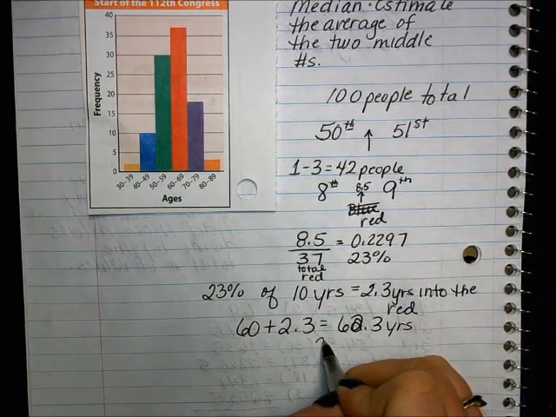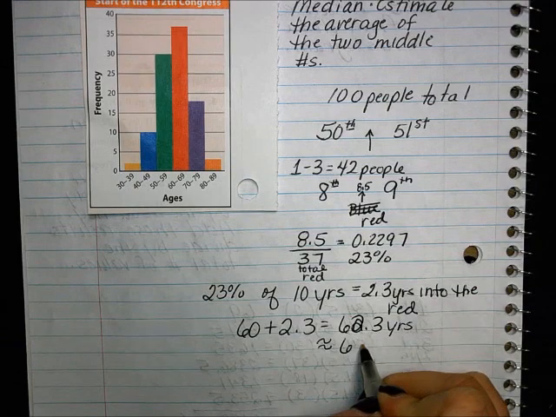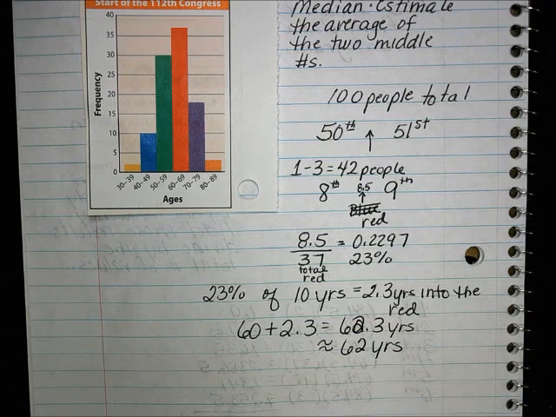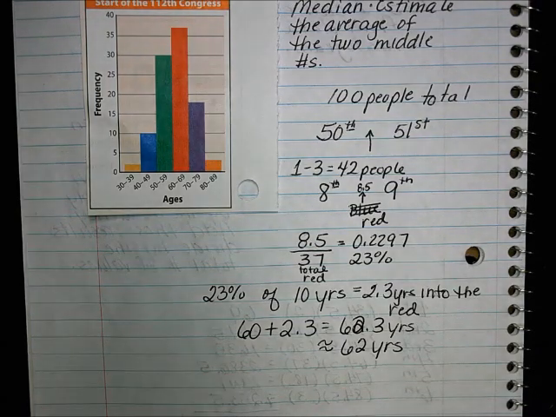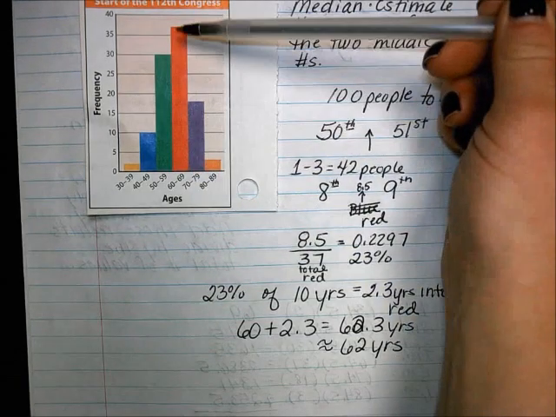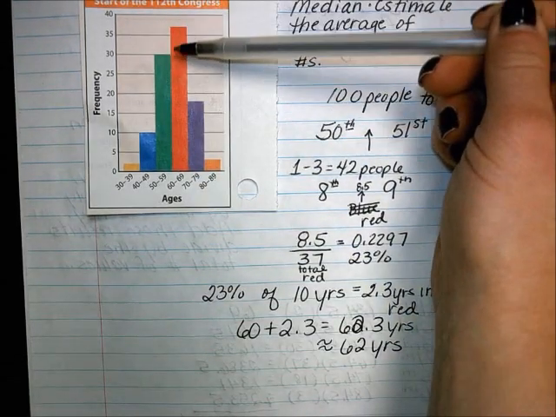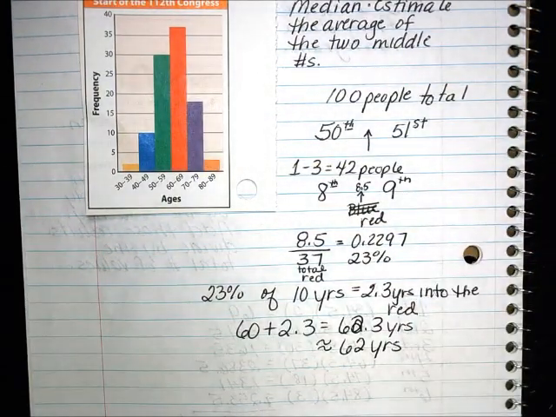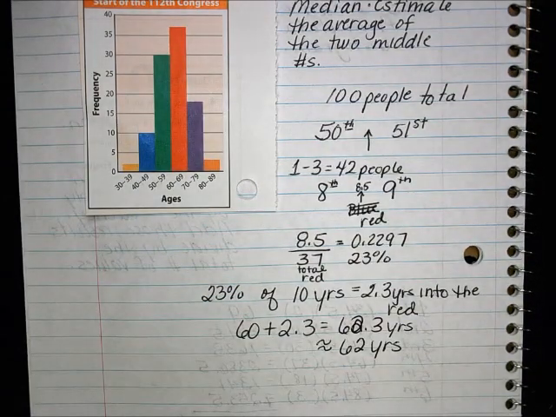And 0.3 is kind of strange for years. So we're going to say that the median would be about 62 years old. And does that make sense? It should, because that's about what our estimate was. If you take a look, you know it's probably going to be in the red because there's so many. But look, there's more in the green, so you know it's going to be kind of towards the bottom of that. So 62 years old is the approximate estimated median for these senators.